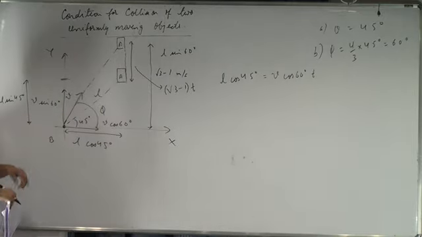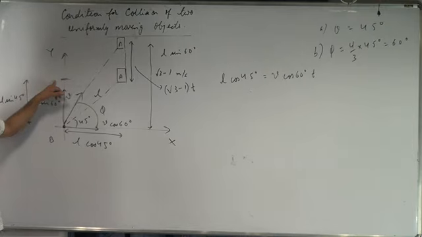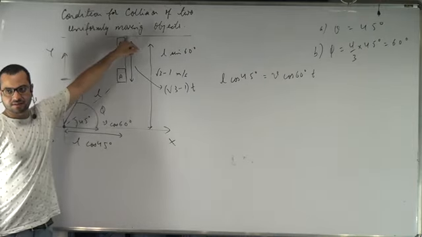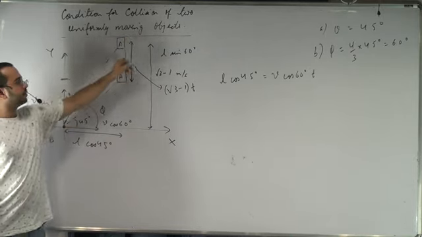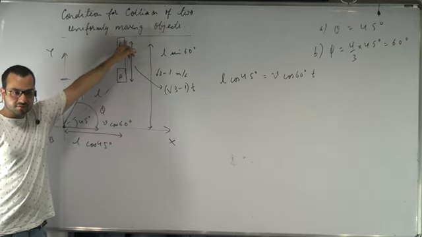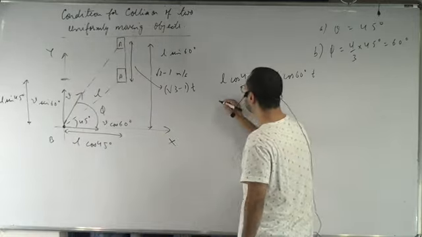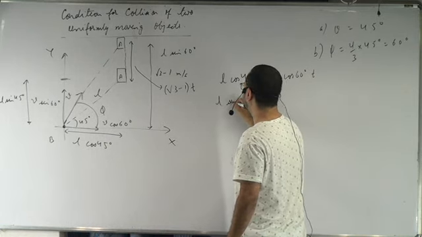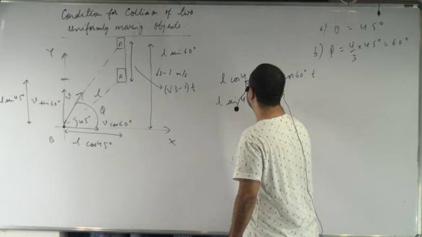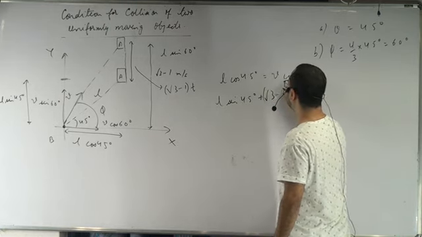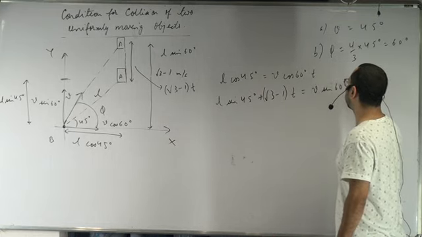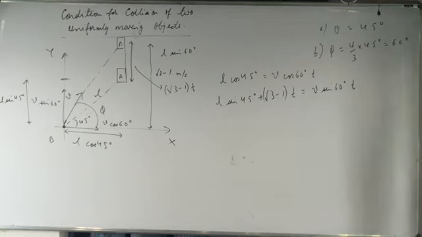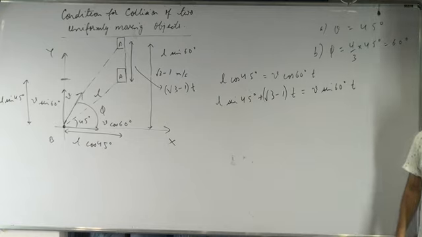This distance is how much? L sin 45 degree. What is the total displacement? This plus this. What is the displacement along y axis? It's this displacement plus this displacement. Is that correct? Okay, so how much would that be? That would be equal to L sin 45 degree plus root 3 minus 1 into t. This should be equal to what? V sin 60 degree multiplied by t. Is that clear? Any problem?